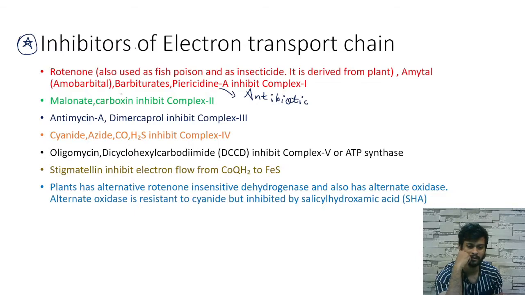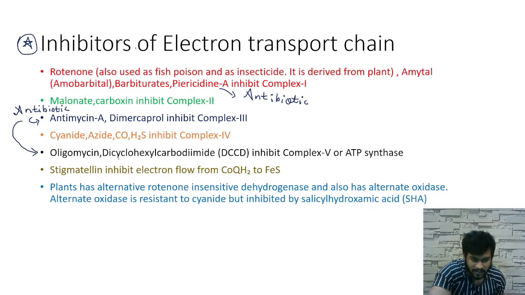Malonate inhibits complex 2. Antimycin A is also an antibiotic. Dimercaprol also inhibits complex 3. Cyanide, azide, carbon monoxide, hydrogen sulfide inhibit complex 4. Oligomycin is also an antibiotic. Remember, it inhibits the F0 component of ATP synthase. Dicyclohexylcarbodiimide DCCD inhibits complex 5 or ATP synthase.